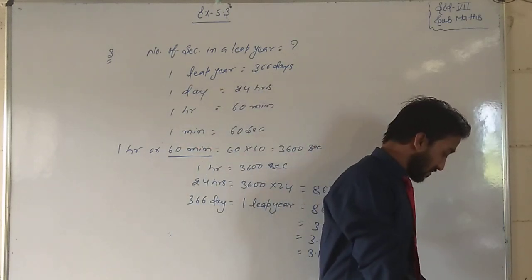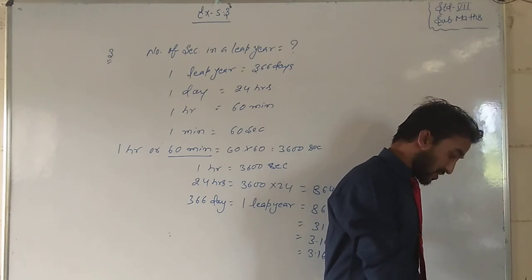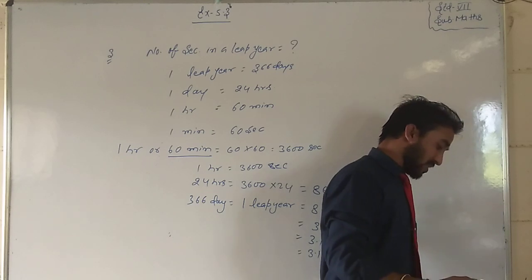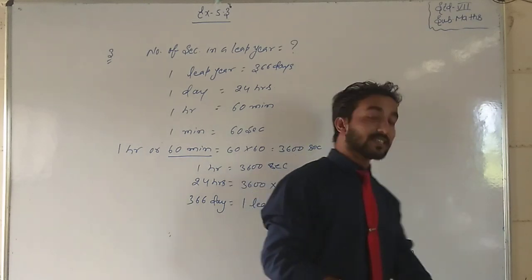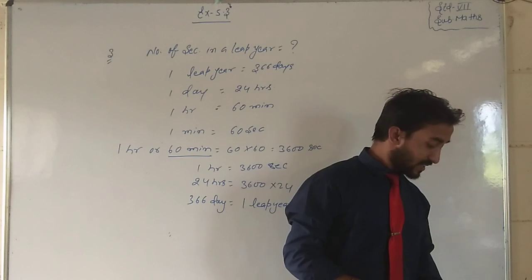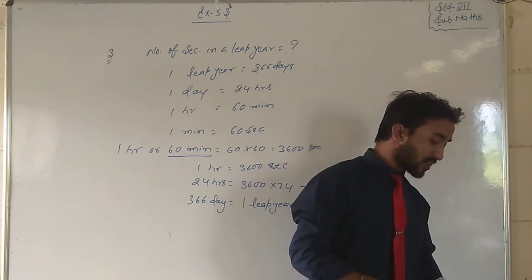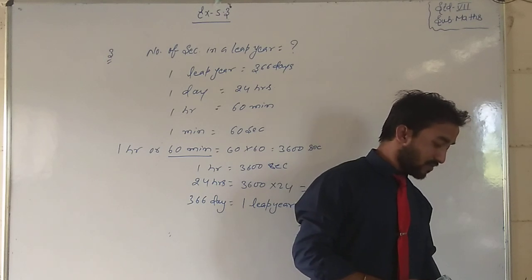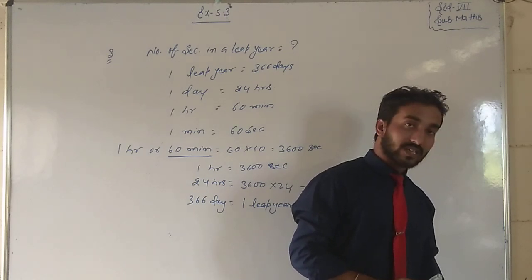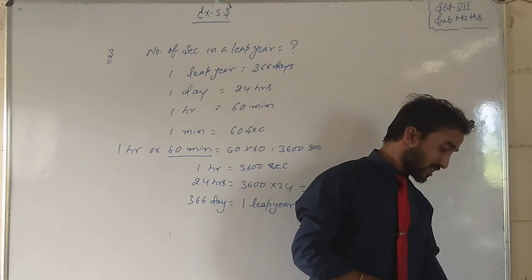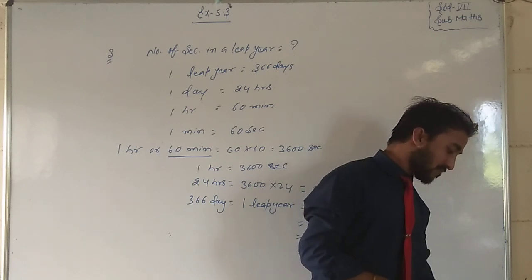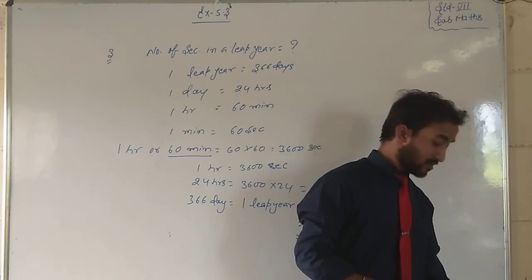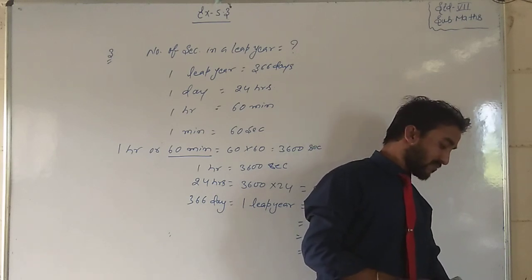I think, students, question number 3 is done. So we discuss question number 4. Question asks, if the velocity of light is equal to 3.0 into 10 to the power 8 meter per second, calculate the distance traveled by light in a light year, in its standard form.